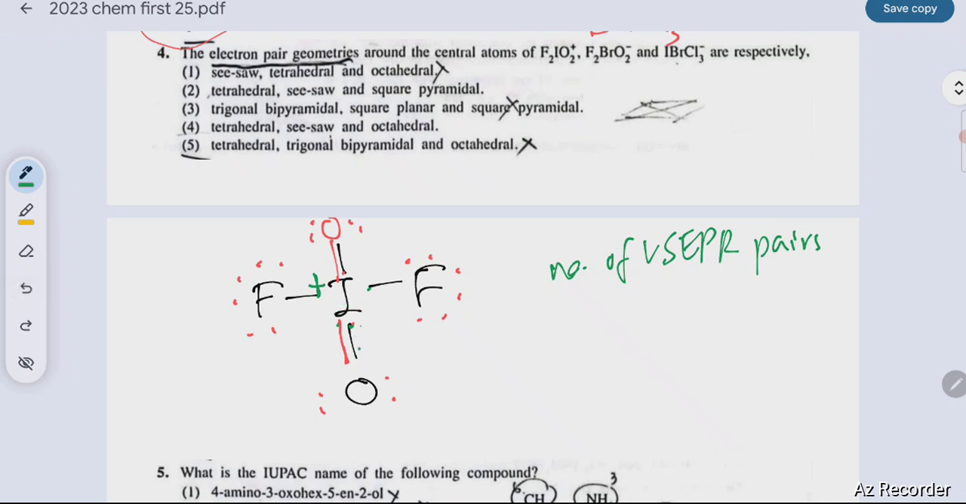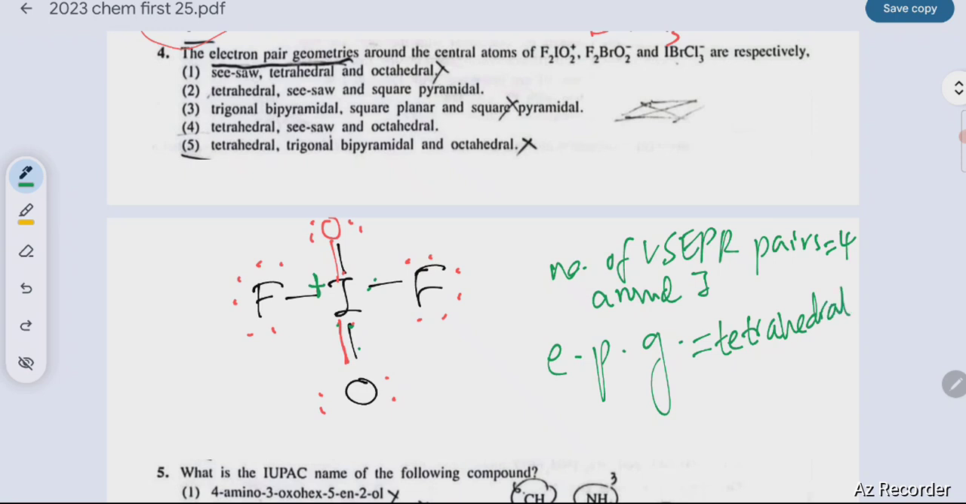So, here 1, 2, 3 and 4. 4 VSEPR pairs around iodine. So, then what is the electron pair geometry? If there are 4 VSEPR pairs, the electron pair geometry is tetrahedral. Tetrahedral. Now let's see the answers.